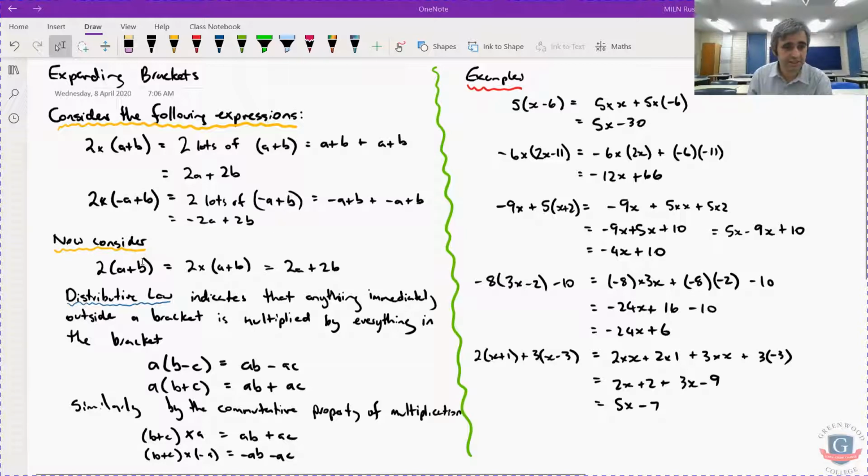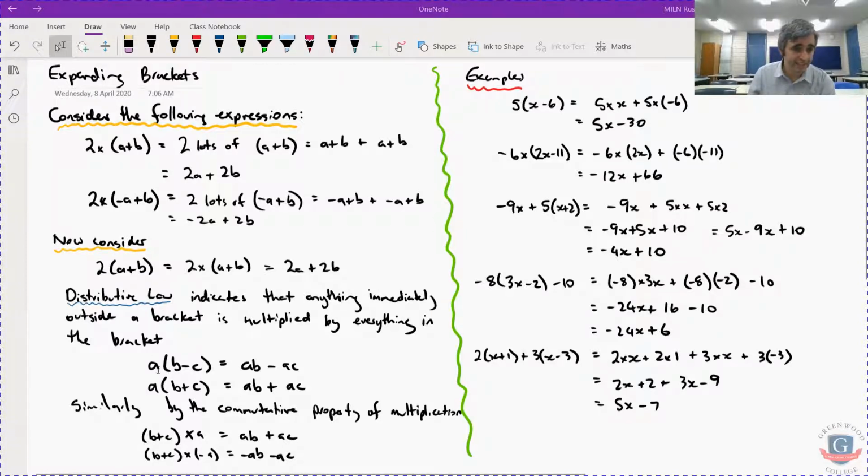Now, the next thing to consider is what happens if we wrote it like this. Well, if we write a number next to a bracket, we're just multiplying. So I've rewritten that here. And then we're back to what we had up there, which gives us our 2a plus 2b again. So if we have a number next to a bracket, we're just multiplying by it. In fact, if we put anything just outside a bracket, we're just multiplying whatever's outside the bracket by what's inside the bracket. That idea is called the distributive law. So anything immediately outside a bracket is multiplied by everything inside the bracket.